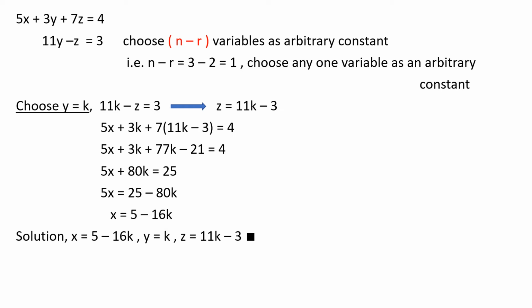Now substitute y is equal to k, z is equal to 11k minus 3 in the first equation and simplify. 5x plus 3k plus 7 bracket 11k minus 3 equal to 4. Simplify that, you will get x is equal to 5 minus 16k. So the solution is x is equal to 5 minus 16k, y is equal to k, z is equal to 11k minus 3. As k changes, you will get infinite number of solutions.